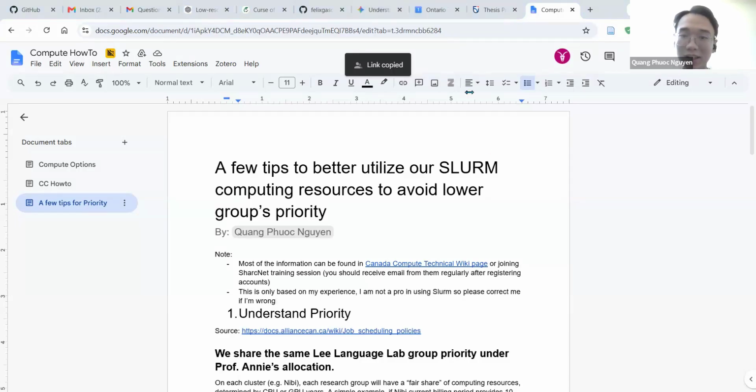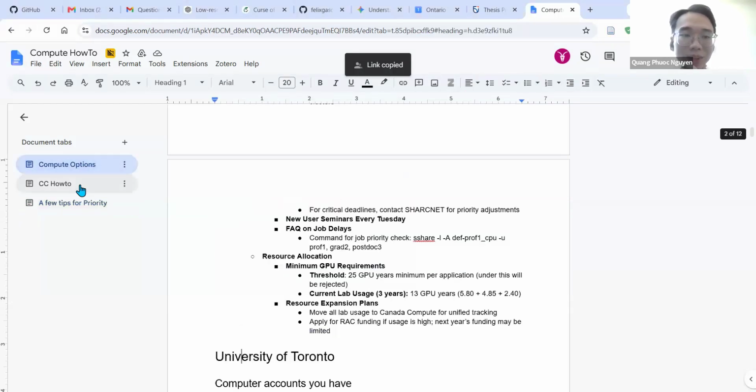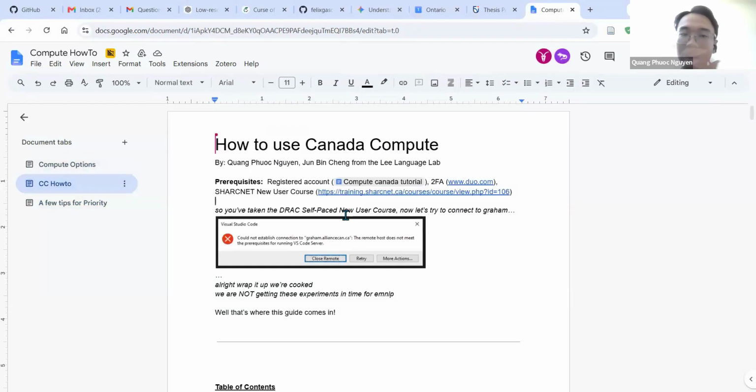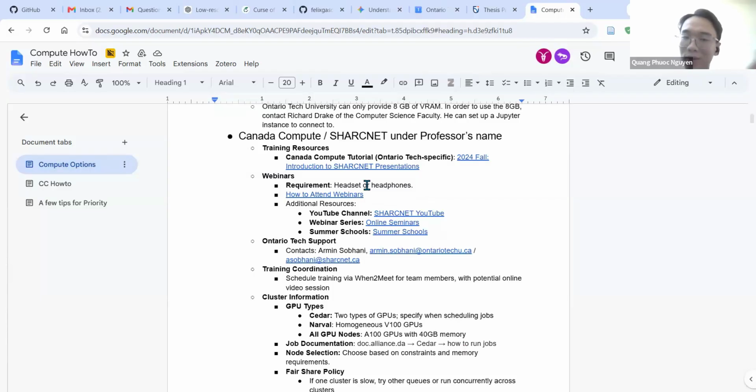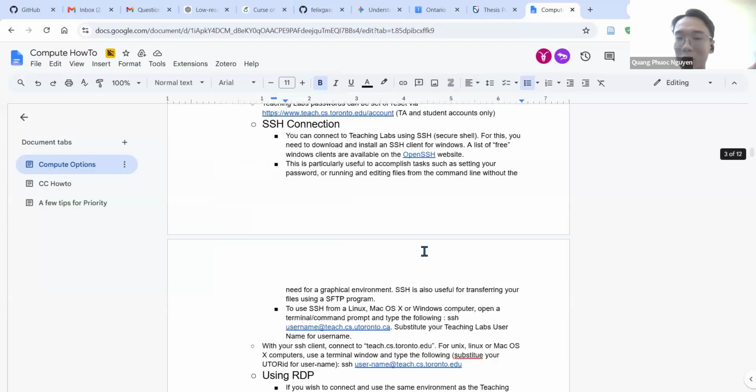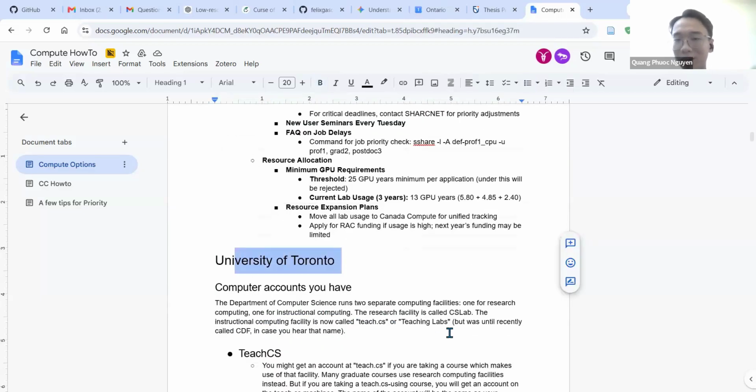So within this link, there are some other introductions like how to set up your Kaida computer account and what are the computing options, whether you are from Ontario Tech universities or whether you are from U of T. You can always refer back to this link to find the suitable computing resource that you need for your projects.